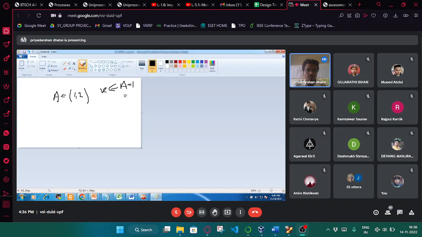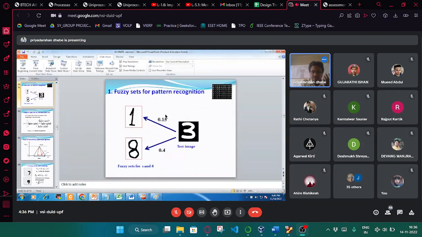Otherwise, if there is an element X which does not belong to A, the membership value of that X in the set A is equal to 0. So this particular set and its membership function provide only two possible values, 1 and 0: 1 if X belongs to A and 0 if X does not belong to A. Fuzzy sets are generalizations of crisp sets or classical sets.